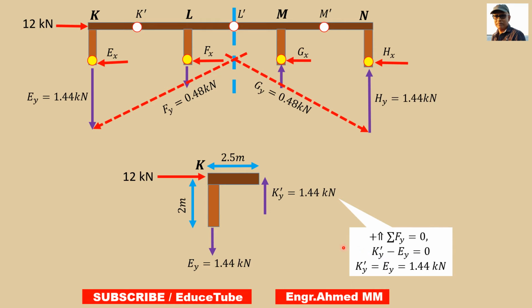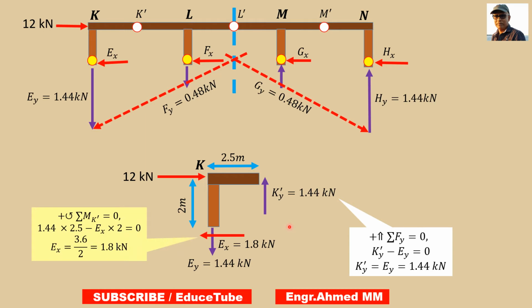So we got it. Now our target: there will be a horizontal component at these positions. So what to do? First let's find this. How did I do it? Here 1.44. If I take moment about this point, as I said, K prime, which we can see here. So I got 1.44 multiplied by this 2.5, because I am taking moment here, minus Ex multiplied by 2. So easily I get 1.8. So the horizontal force I got is 1.8.